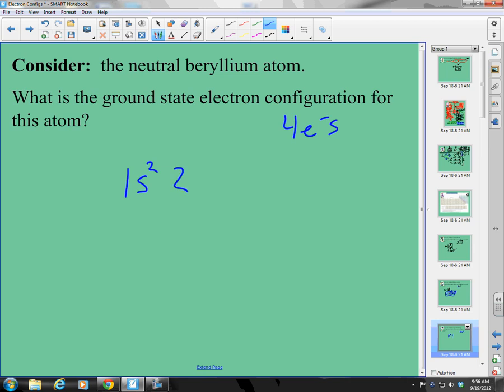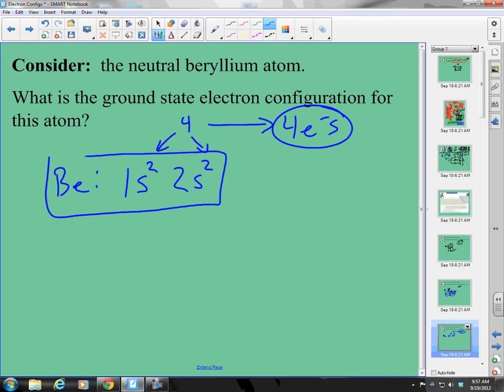And then where do I go? I go to the 2 energy level. What orbital shape? S, or what subshell we could say, right? How many can fit there? 2. So now I have 2 there and 2 there. That equals 4. How many do I need to put in? 4, or account for 4. So this would be my beryllium. 1s2, 2s2. Good.